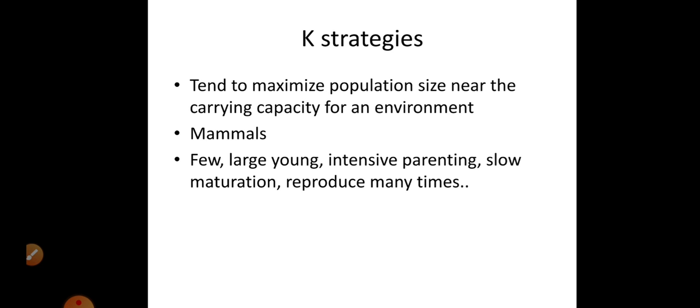Because offspring need intensive parenting, they need time to grow and mature. So this is called what? K strategies.